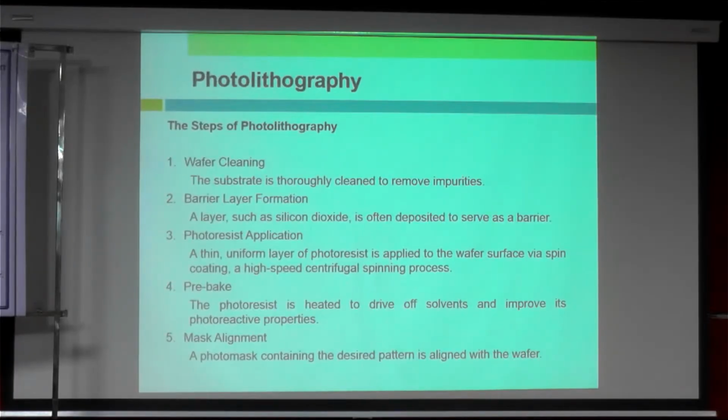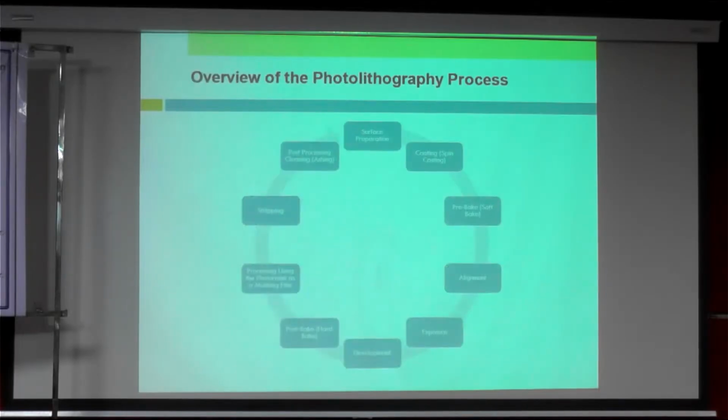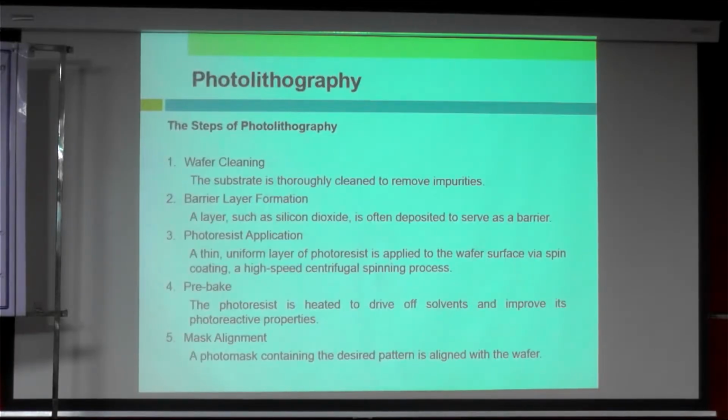So the steps mentioned here are rough, but now we go into the detail of the process. Firstly, normally we use a wafer, a silicon wafer. Then we do the cleaning. The substrate is thoroughly cleaned to remove impurities. Impurities can be oil, dust, etc. So we have a special process later on where we introduce this.